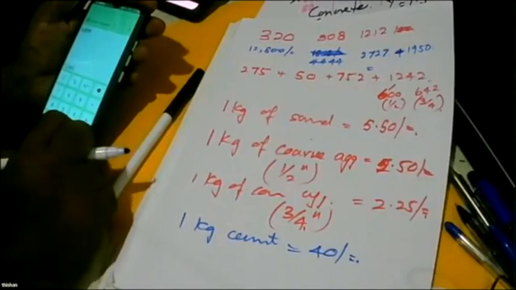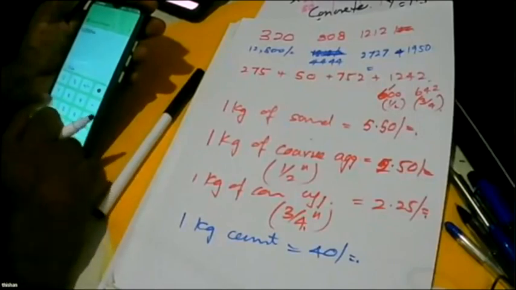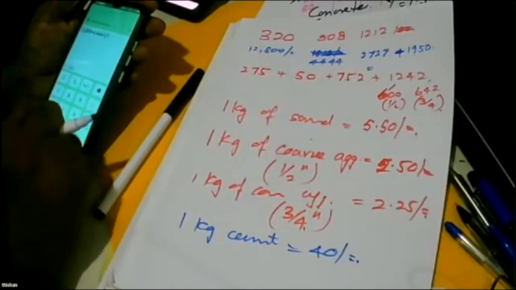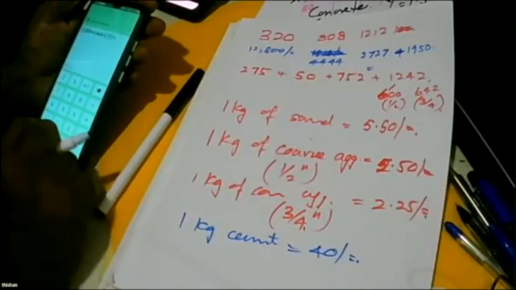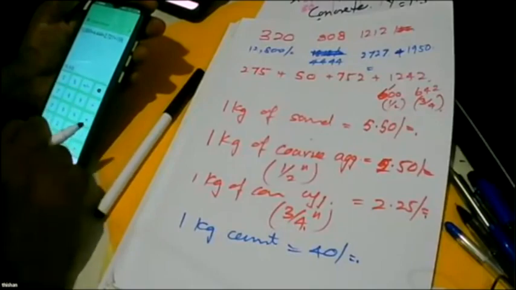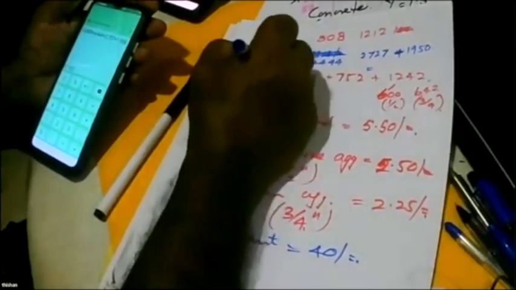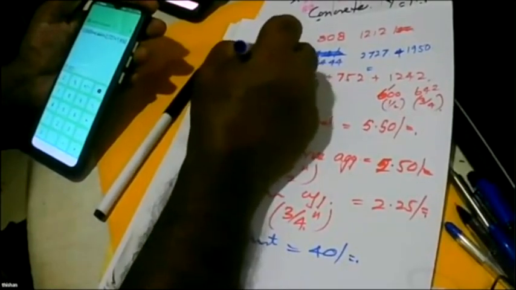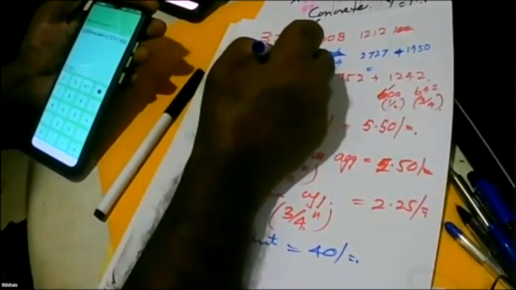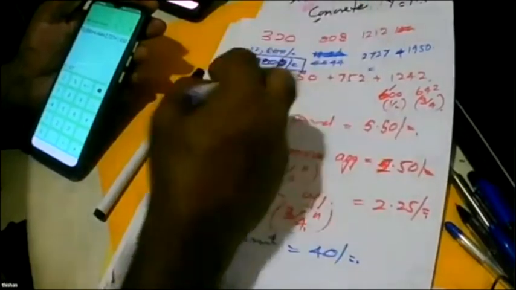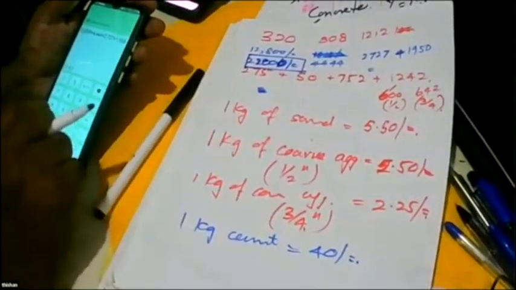12,800 plus 4444 plus 2727 plus 1950. 21,000, 22,000. Approximately 22,000. Now we look at the other one.